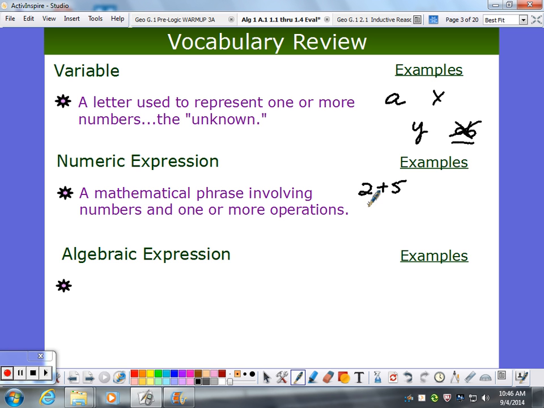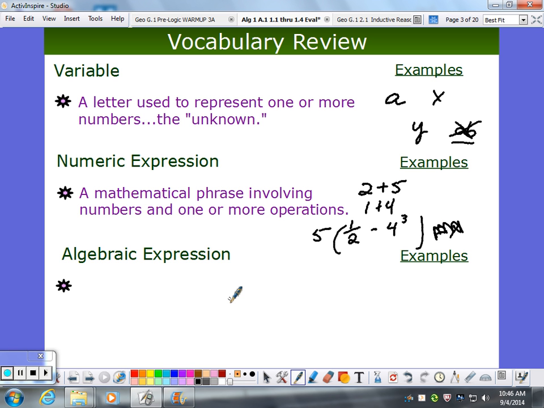1 plus 4. What about 1/2 minus 4 to the 3rd power? Is that a numeric expression? Yep. Is this a numeric expression? What's wrong with this? Variable. So the expression is the thing that is on either side of an equal sign, right? It's like a little mathematical phrase.